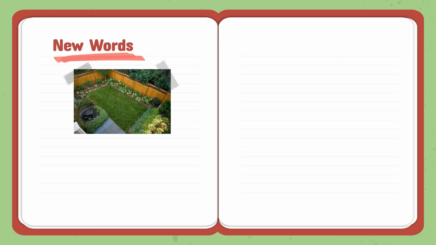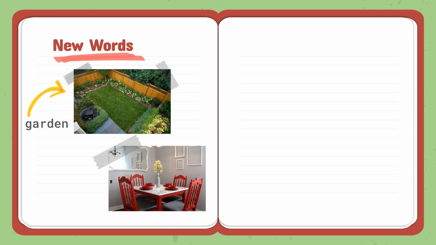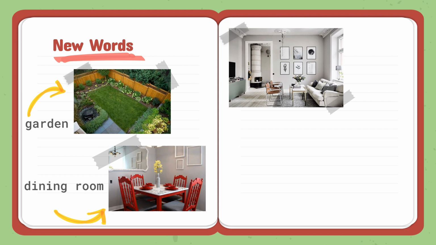What picture is this? It's a garden. Garden. How about this? Which part of the house? Yes, it's the dining room. Dining room. How about this? Where is this? Yes, it's in the living room.